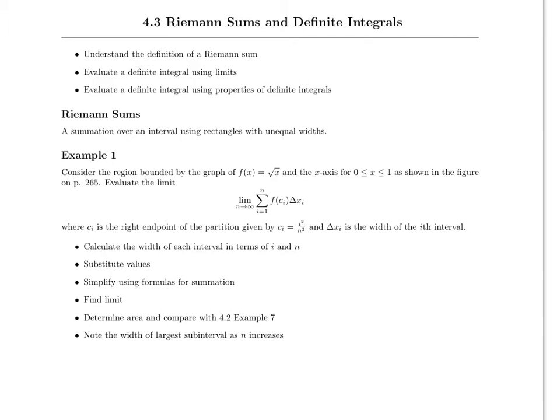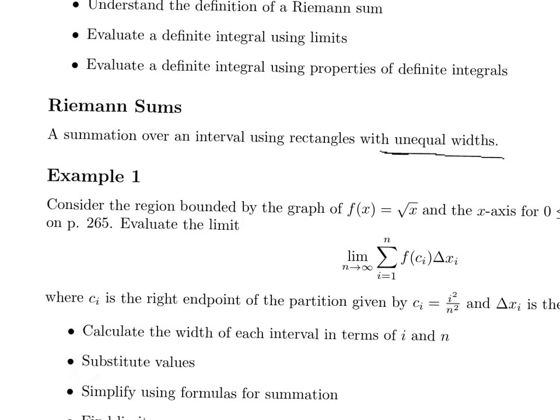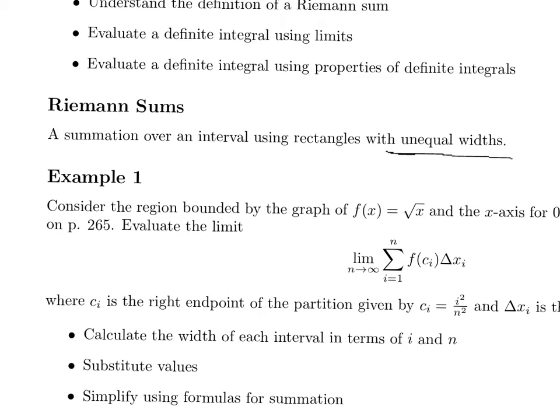Okay, so we left off doing sums with evenly spaced rectangles, and today we are going to introduce Riemann sums, which is a new kind of sum. It's a kind of weird looking name, but the only difference now is that as we sum our rectangles, we are not going to force them to be the same width. By definition, a Riemann sum is when we take the sum over an interval with rectangles of unequal width. So let me show you what that might look like.